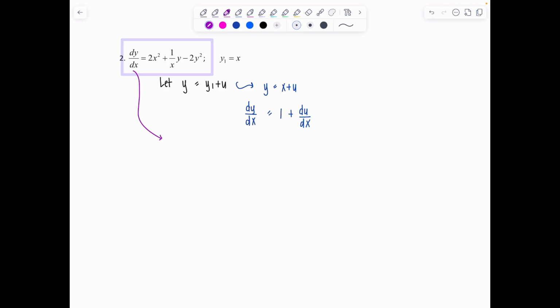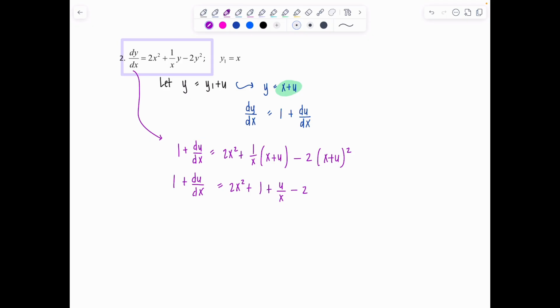So what do we have? Instead of dy dx, I'm going to have 1 plus du dx equals 2x squared plus 1 over x times, instead of y, what do I write? Very good. x plus u minus 2 times, again, x plus u squared. Are we good? Foil it all out, clean it up, and you'll have some canceling fun ahead of you. This is probably the most enjoyable part of the problem. 1 plus du dx equals 2x squared plus 1 plus u over x minus 2. Let's just get this show on the road.